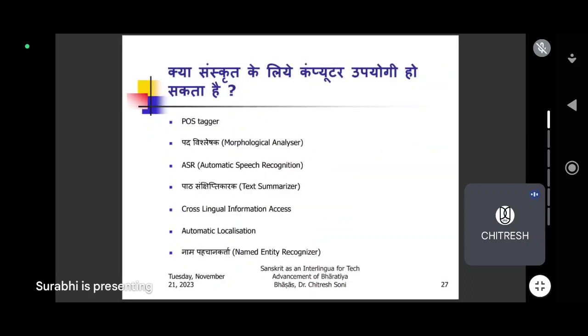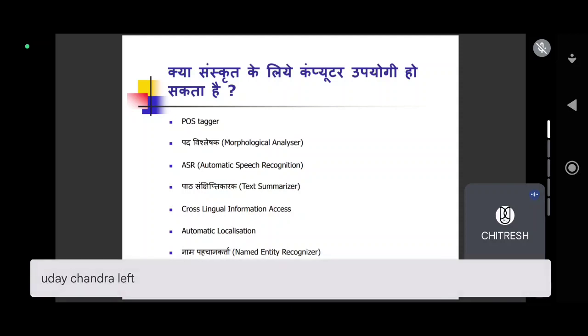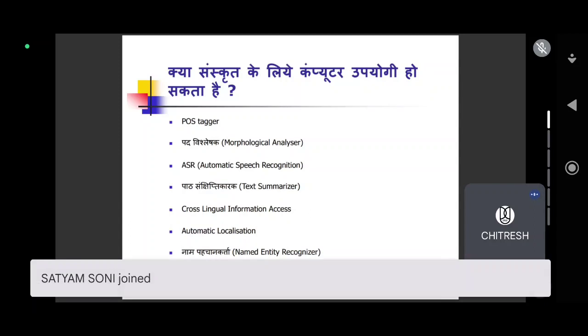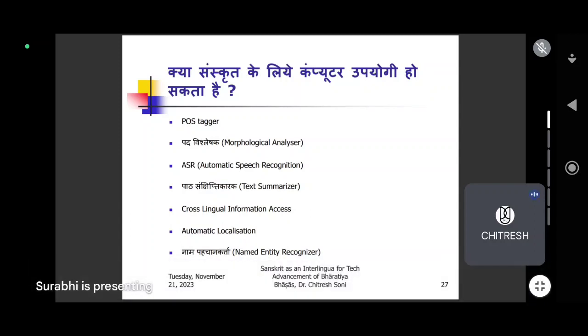POS tagger can be made. Morph analyzers can be made. Automatic speech recognition. Speech recognition can be done automatically, after the proper use of systems. Then the part Sanksiptikarak, text summarizers, then cross-lingual information access. It can also become possible. Then automatic localization, then named entity recognizer, किसी भी आपको named entity चाहिए, that computer can also do, for example रामायण और महाभारत, आप यदि किसी large text में से names को लेना चाहते हैं, so it will do it for you rather than doing manually. Next please.